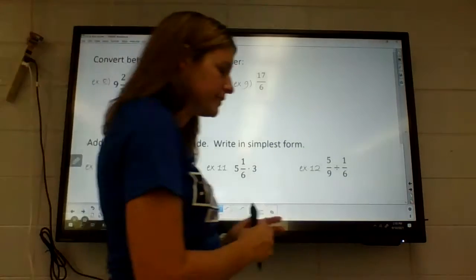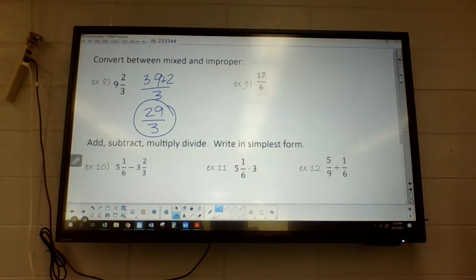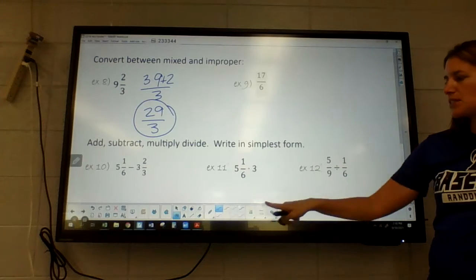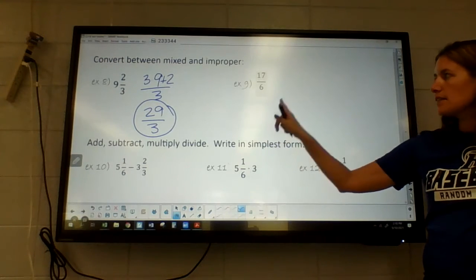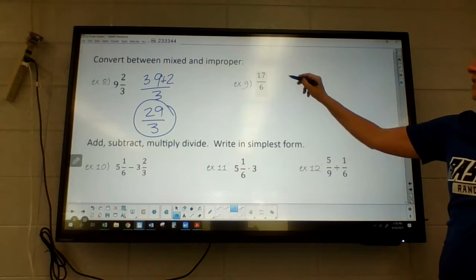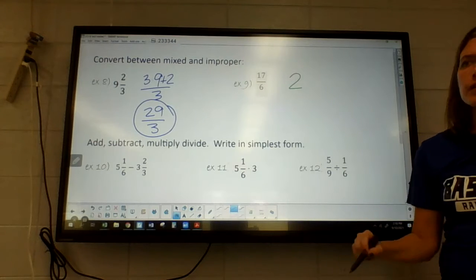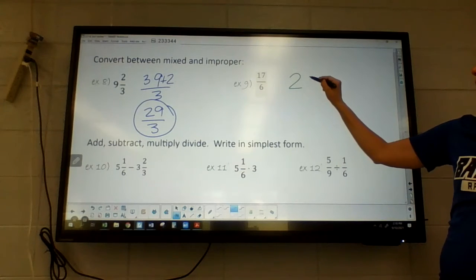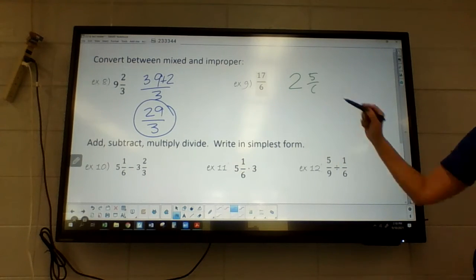All right, so 17/6. Again, some of you found the button in your calculator. Really what you were doing is asking how many times does 6 go into 17? 6 goes into 17 2 times, because 6 times 2 would be 12. But 12 is 5 short of 17.